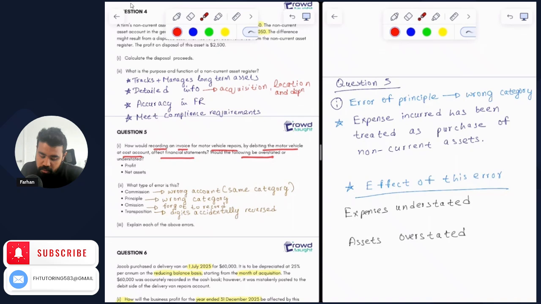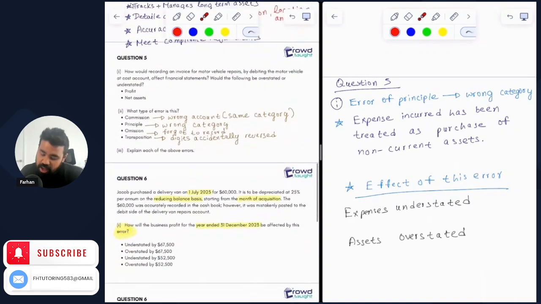Would the following be overstated or understated? You have got profit and net assets. So what's really happening in the first part of question number 5 is that we have made an error of principle. And why is this an error of principle? Because we have recorded the transaction in the wrong category.